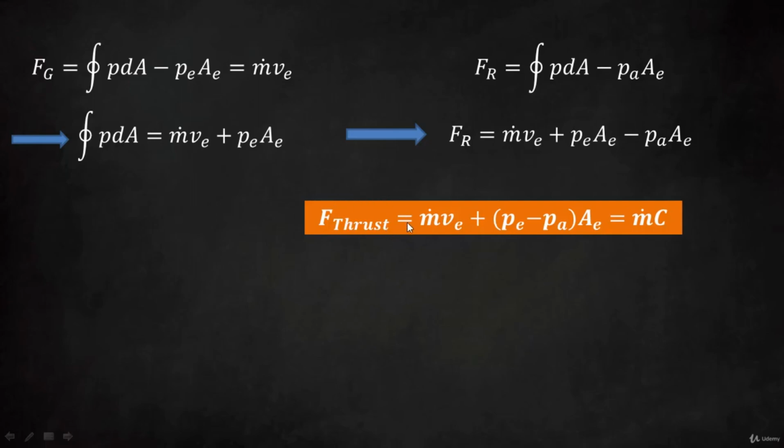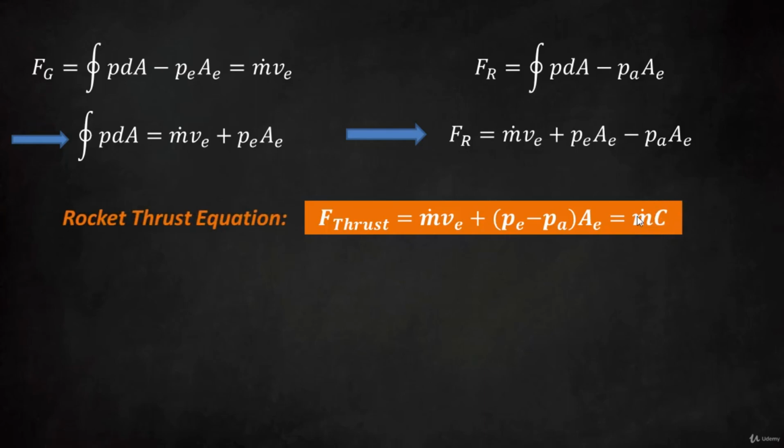So that is the thrust equation, which is equal to m dot VE, the mass flow rate times the exhaust velocity of the gases, plus the pressure difference between the pressure inside the nozzle just before the gas exits the nozzle and the ambient pressure, times the area at the exit plane of the nozzle. Now if I want to write it in a simpler way, I can write it as m dot times a velocity, and that velocity is the effective exhaust velocity.